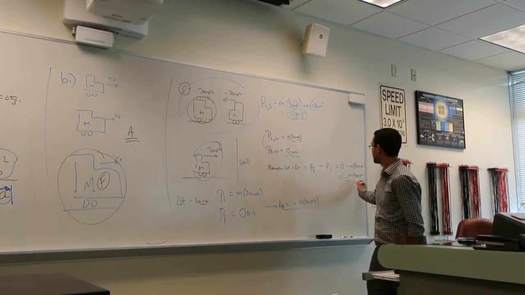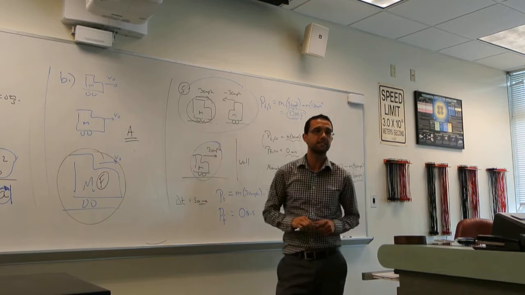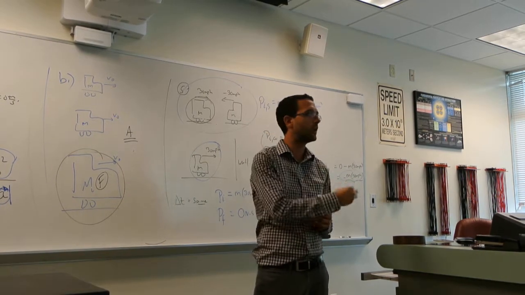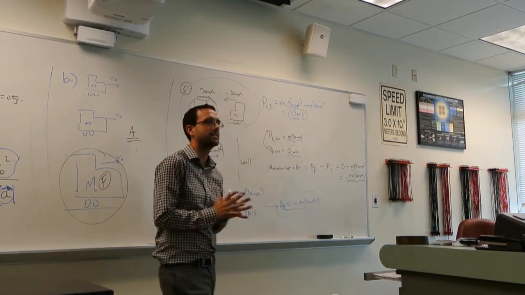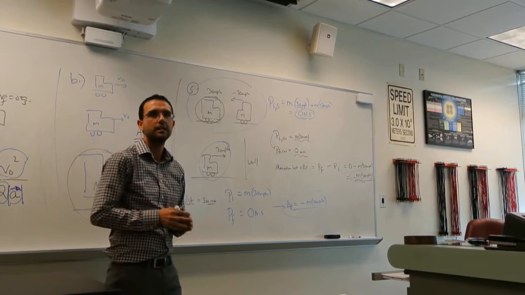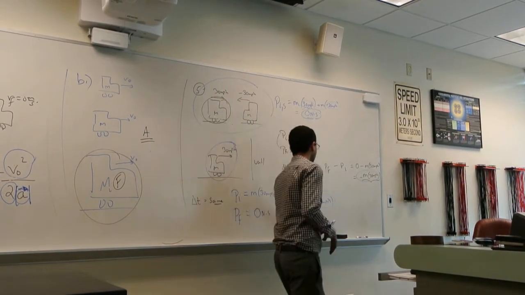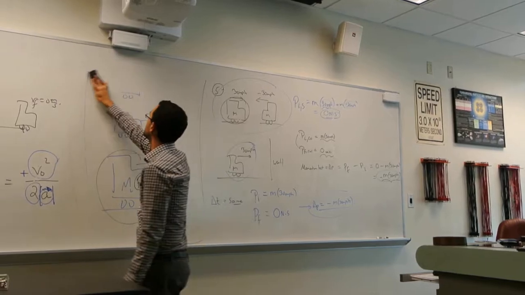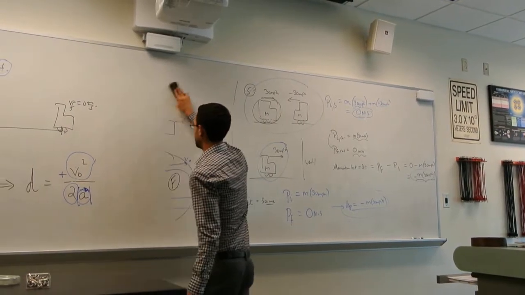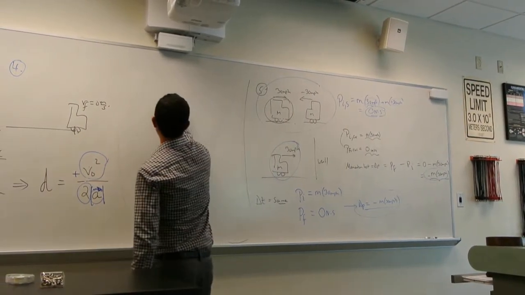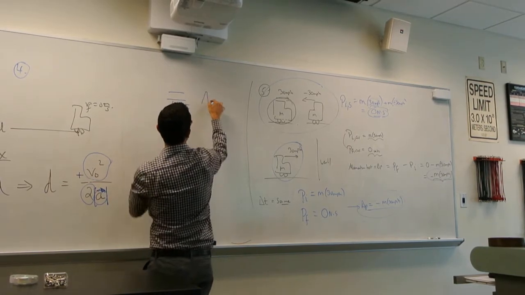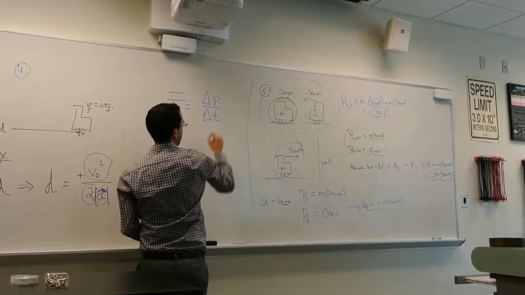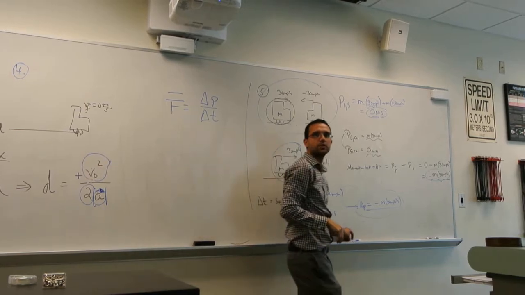Does everybody agree that the impulse is the same in both cases? The amount of momentum lost in both cases is exactly the same. Would you agree with that statement? Yeah. So therefore, if you remember something that I discussed at the beginning of chapter 9, the average force, F bar, would be delta P divided by delta T. Does everybody agree with that statement?